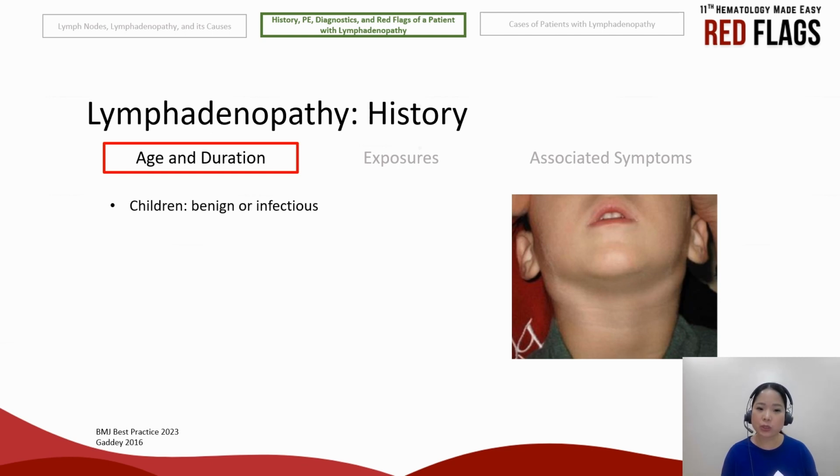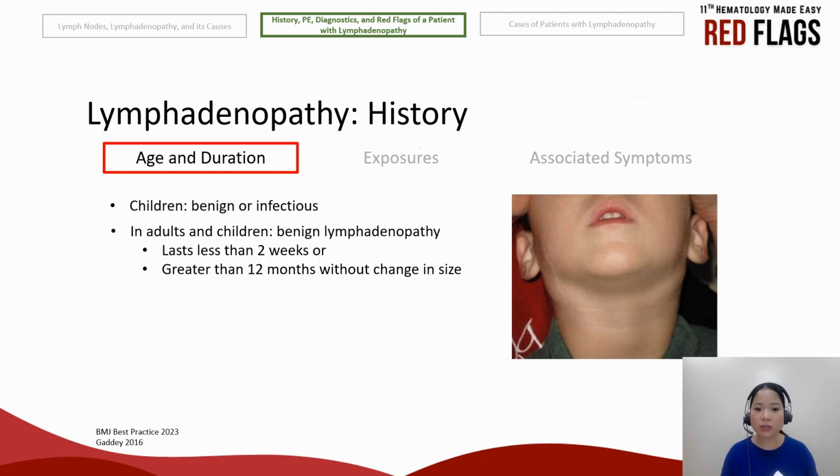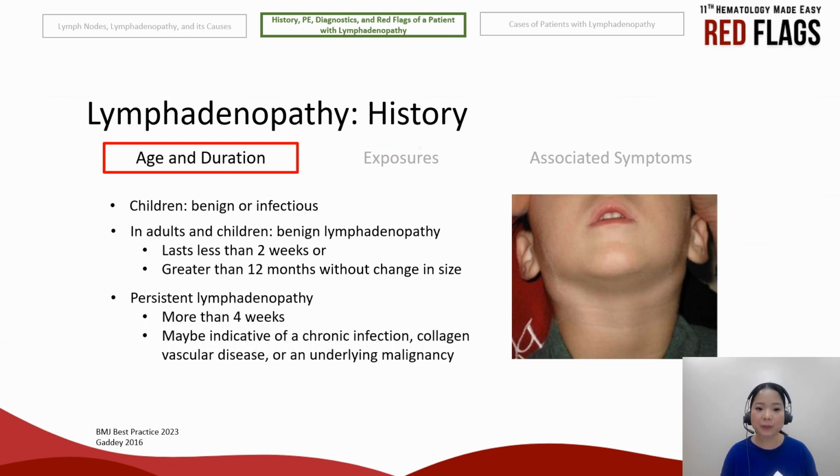So let's go first to history. There are certain aspects in the history of the patient that we need to take note of because this will help in the diagnostic workup. One of those is the age and duration of the lymphadenopathy. In general, with children, most lymphadenopathies are benign or infectious. Benign lymphadenopathy is characterized by lymphadenopathy that is less than 2 weeks or greater than 12 months without a change in size. However, persistent lymphadenopathy is defined as lymphadenopathy that is more than 4 weeks and may be indicative of a chronic infection, collagen vascular disease, or an underlying malignancy.